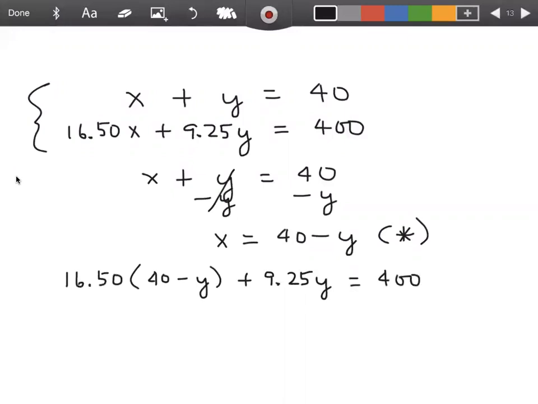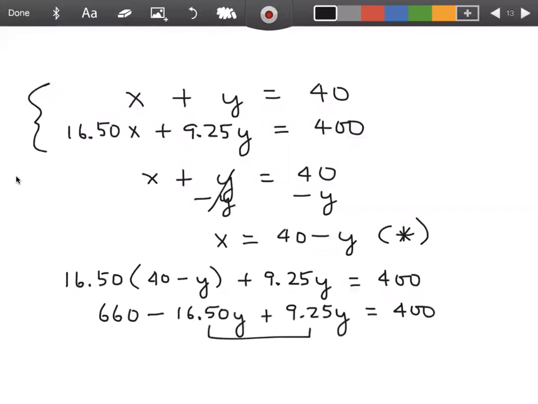All right, let me grab my calculator here. 16.50 times 40 is 660 minus 16.50y plus 9.25y equals 400. We'll combine the like terms. Negative 16.50 plus 9.25 is negative 7.25.